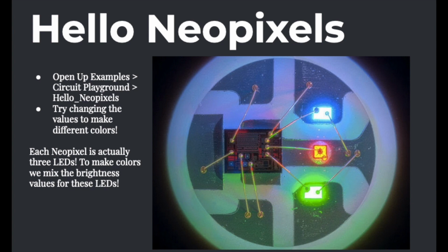You can try this out for yourself by using the Hello Neopixel sketch. Try changing the last 3 numbers in the parentheses to mix the red, green, and blue color values. Let's give this a try.